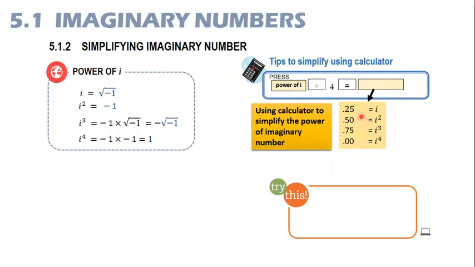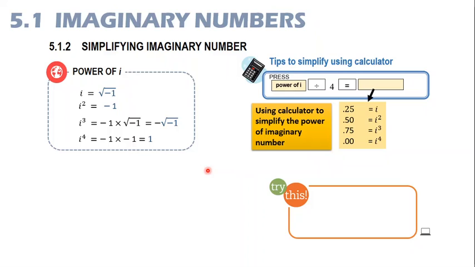Sama ada 0.25, 0.5, 0.75, 0.00. Yang depan ni depends pada number lah. Okay, so tapi kita akan dapat perpuluhan, ada 4 jenis perpuluhan di sini. So kalau dapat 0.25, that power of the number power of I equal to I kuasa 1. Kalau 0.50 equal to I squared, 0.75 equal to I cube, 0.00 equal to I to the power of 4.